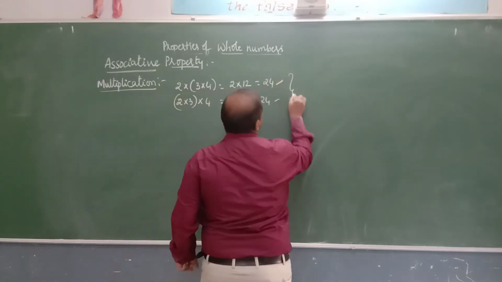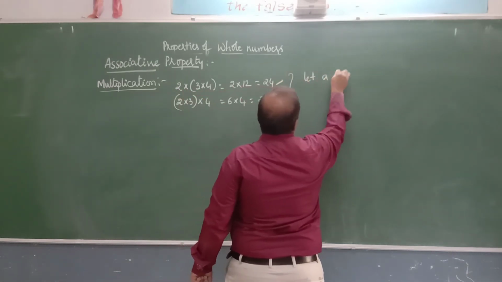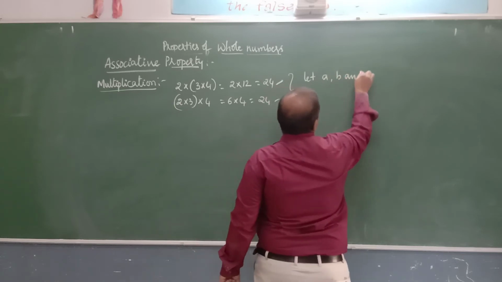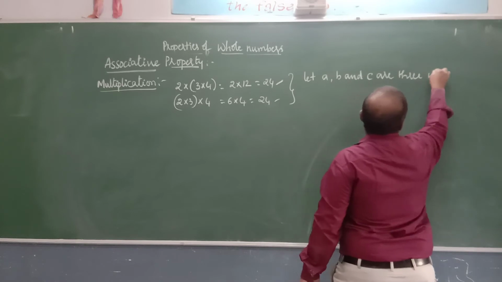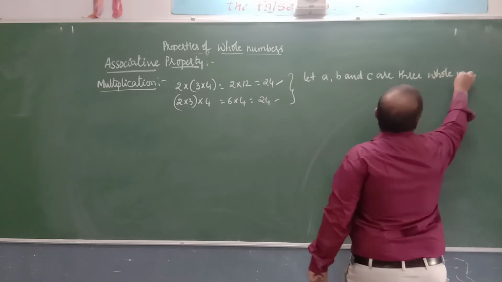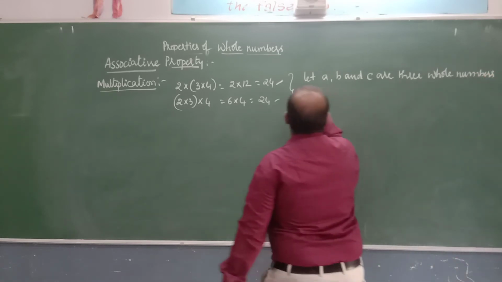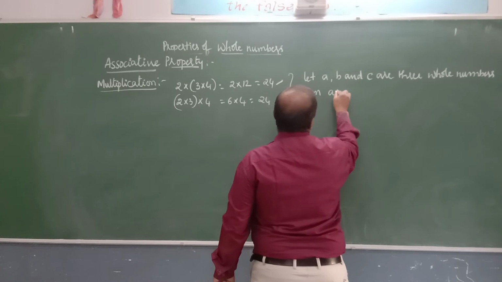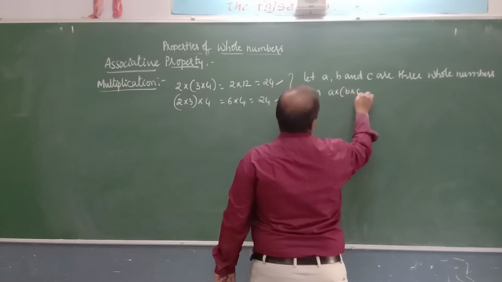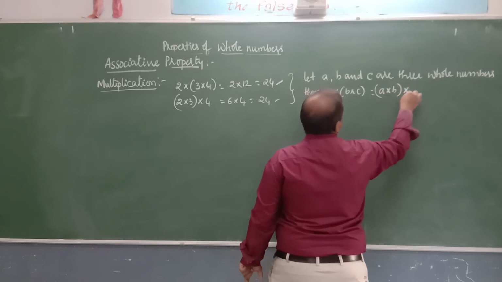So what is the statement here? Let a, b and c be three whole numbers. Then, irrespective of their order, a into (b into c) is equal to (a into b) into c.